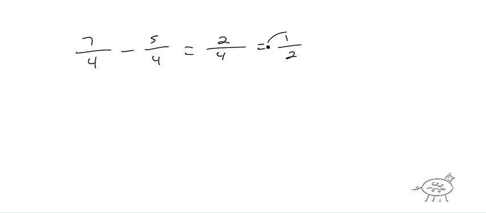Let's do one more. 7/4 minus 5/4. Okay, a little subtraction, that's easy. So again, the 4 is common, so that's good. 7 minus 5 is 2, and 2/4 reduces to 1/2. That's it, okay? That's pretty nice.